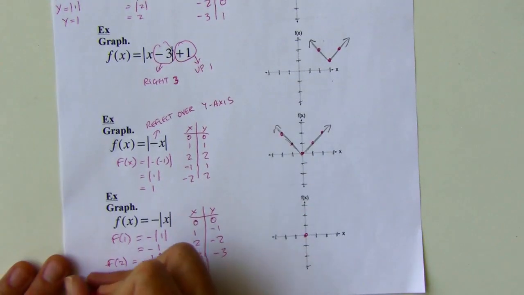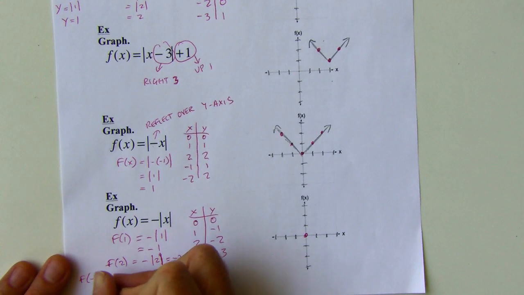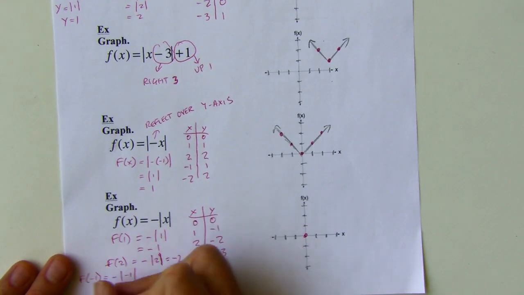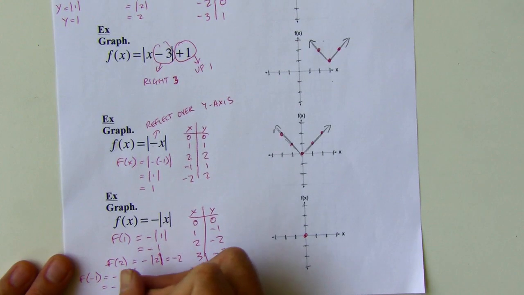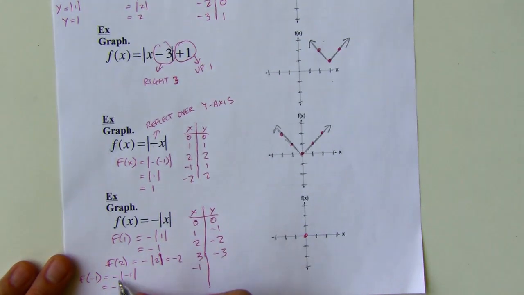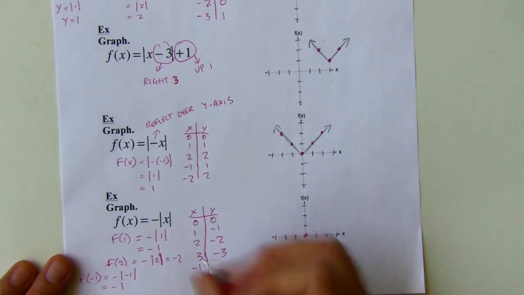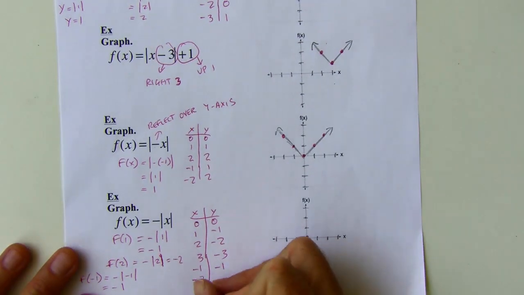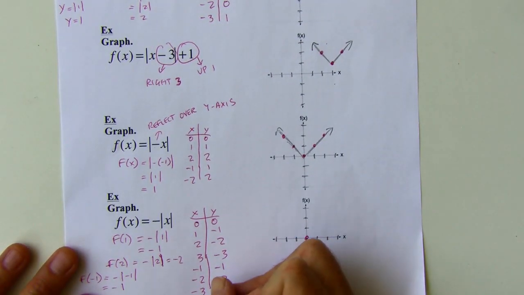So when I put in -1 for x, okay, absolute value of -1 is 1. Then I've got that opposite out there, so this comes out to -1, okay? And the same pattern is going to hold true over there. So let's plot these.